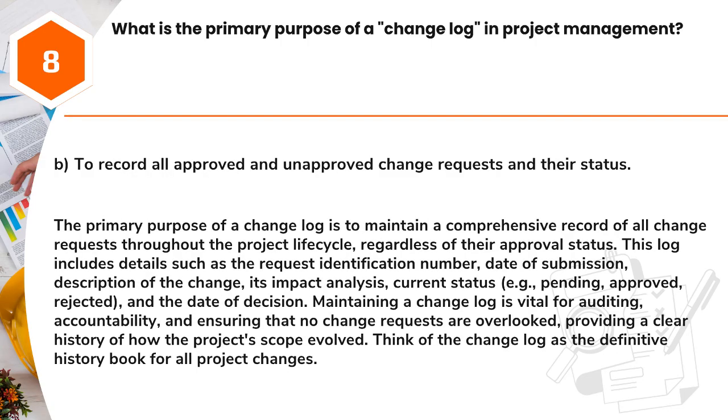Answer: B. To record all approved and unapproved change requests and their status. The primary purpose of a change log is to maintain a comprehensive record of all change requests throughout the project lifecycle, regardless of their approval status. This log includes details such as the request identification number, date of submission, description of the change, its impact analysis, current status, for example pending, approved, rejected, and the date of decision.